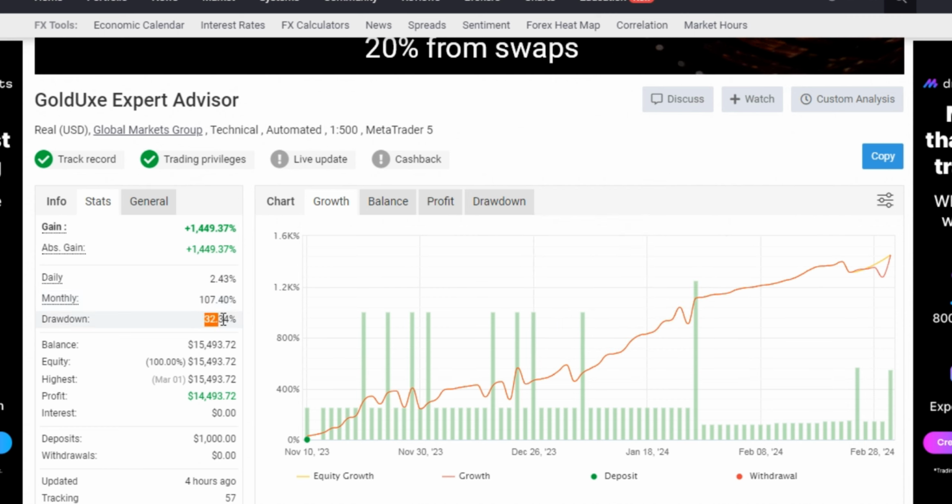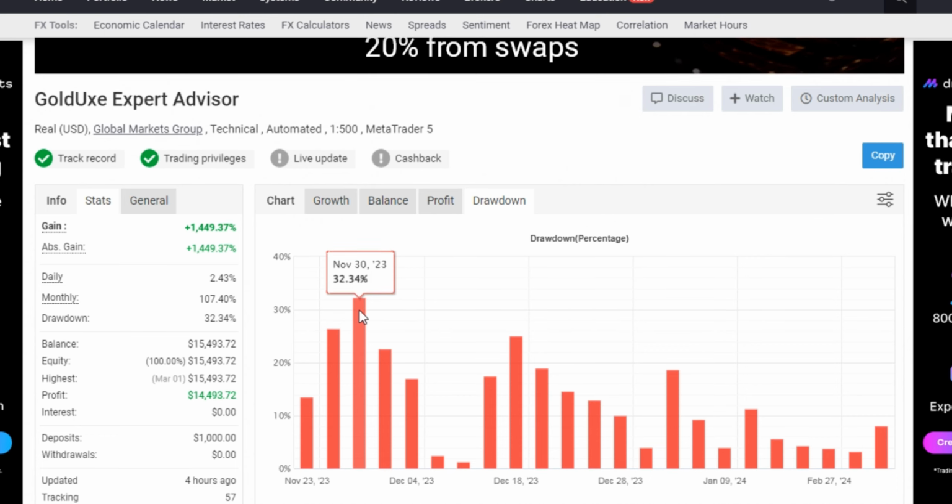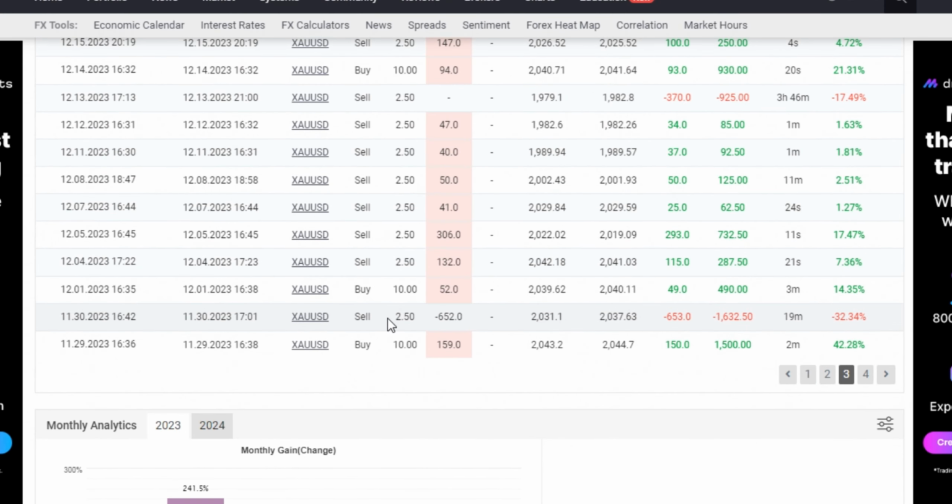Its drawdown has been 32.34%. But there is a reason for that. You see, that drawdown of 32.34% happened on November 30th of 2023. At that time it was using lot size of 2.50 to 10 lots, which you know for gold is really high. And guess what?